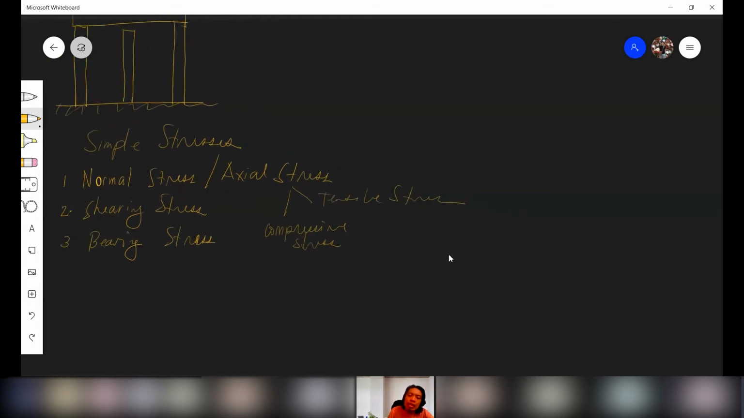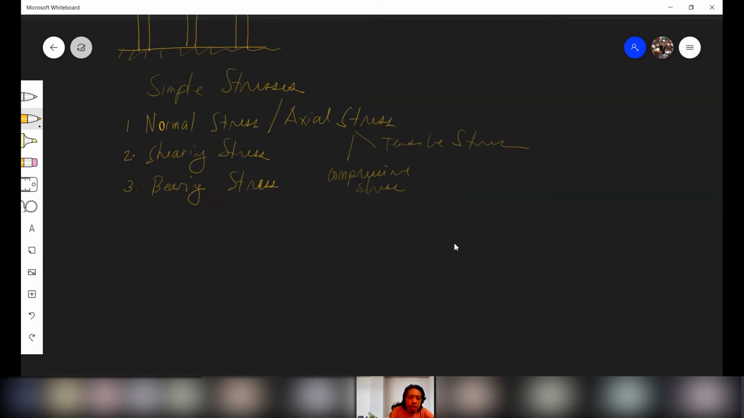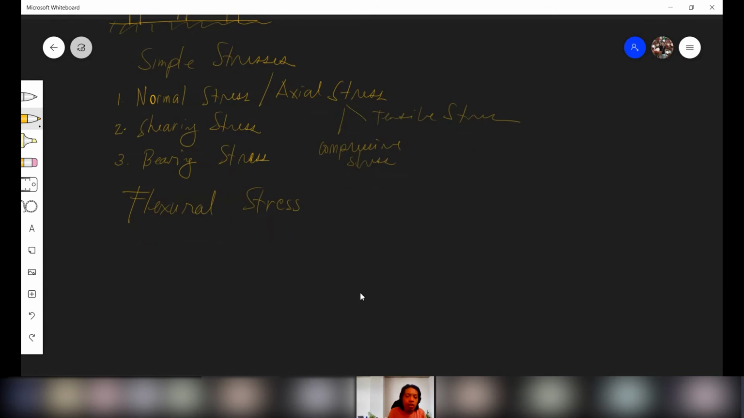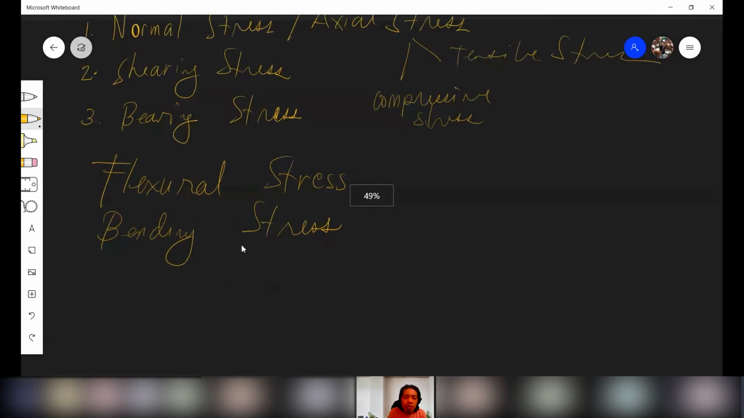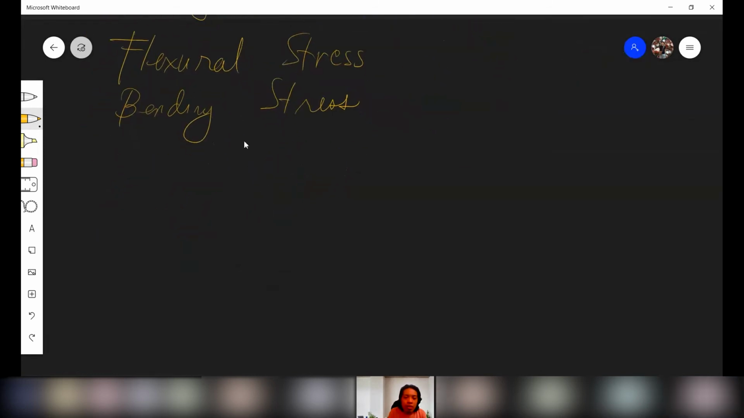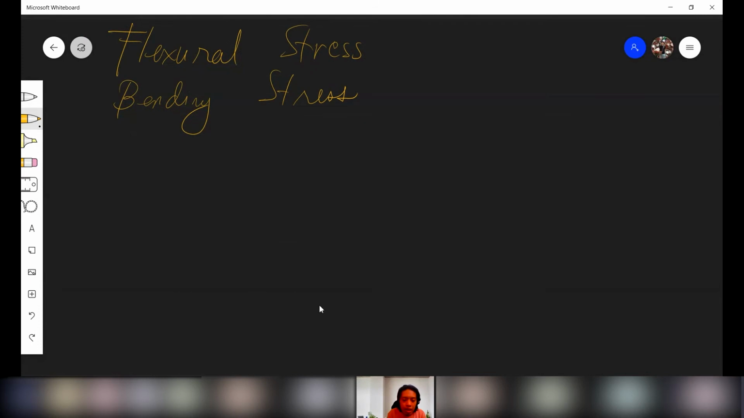Now, we also have what is called flexural stress. Are you familiar with flexural stress? Let's call it another name, bending stress. Flexural stress and bending stress are the same. How can you solve for the value of the bending stress? What is the formula for bending stress?